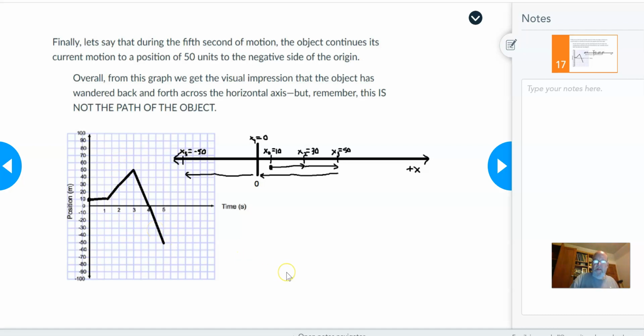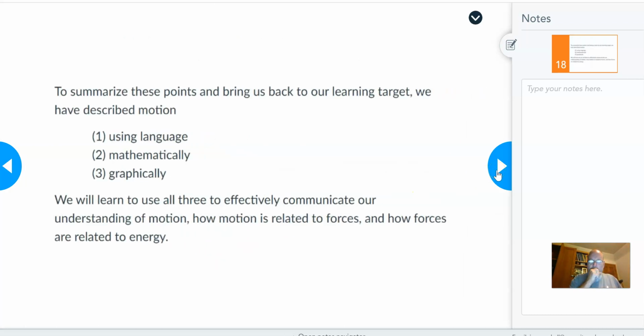Okay, so this is what a position time graph looks like. We also have velocity and acceleration time graphs that we'll use. But I just wanted to demonstrate this idea that we can graphically show the motion of an object to kind of complete this thing that we can describe the motion of an object either using words through language, or mathematically through formulas, or graphically as we've shown here. So to summarize these points and bring us back to our learning target, we've described motion using language, mathematically, and graphically.